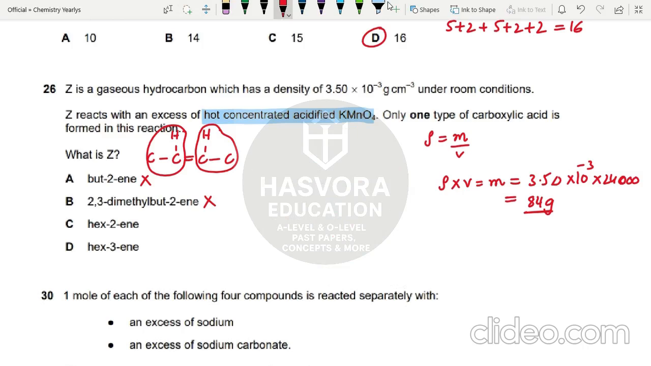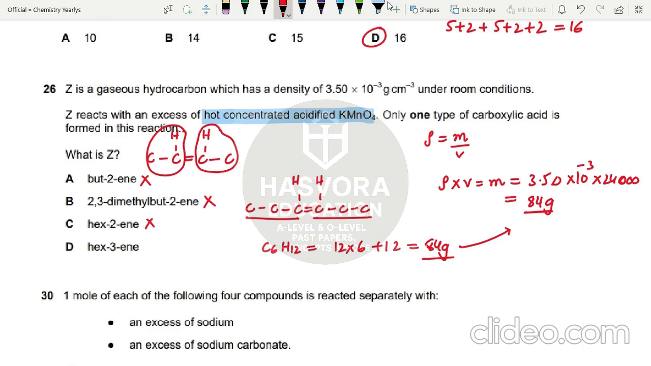Now the last one is hex-3-ene. This will be the double bond, and 1 and 2 on this side, and 1 and 2 on this side. Now you can see here one H is here and one H is here. These two will form the same type of carboxylic acid, propanoic acid, and let's also find out the mass. It will be C6H12, so 12 × 6 plus 12 comes out as 84 grams. So this matches our mass as well. So D will be the correct answer. Let's move on to the other question.